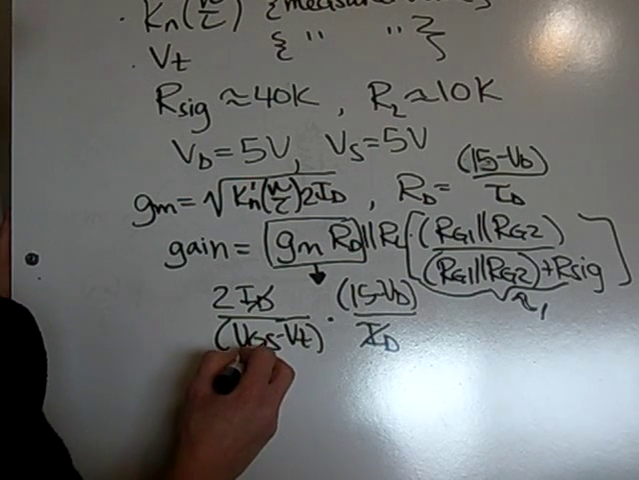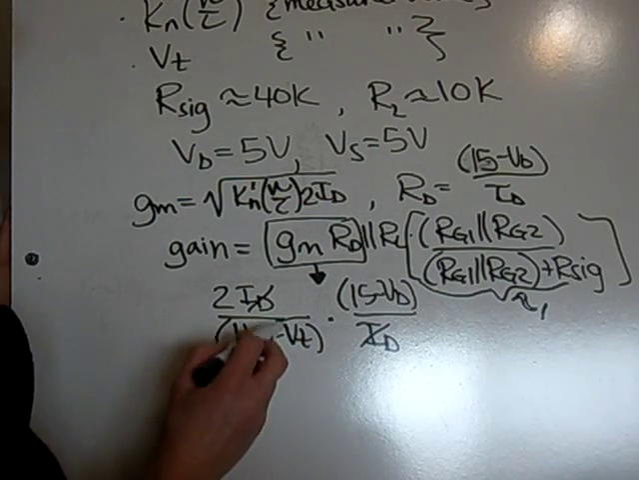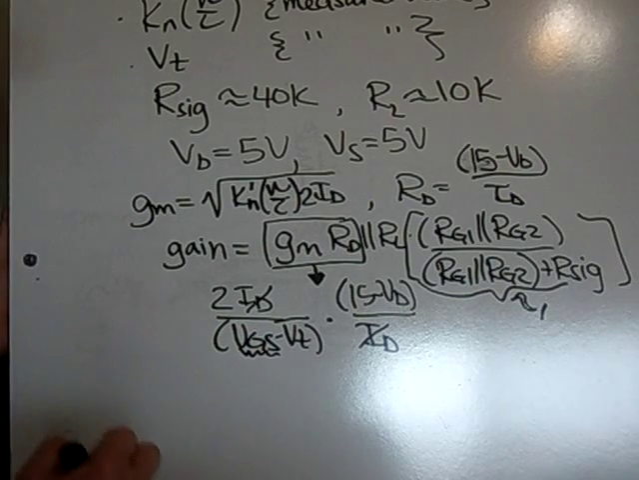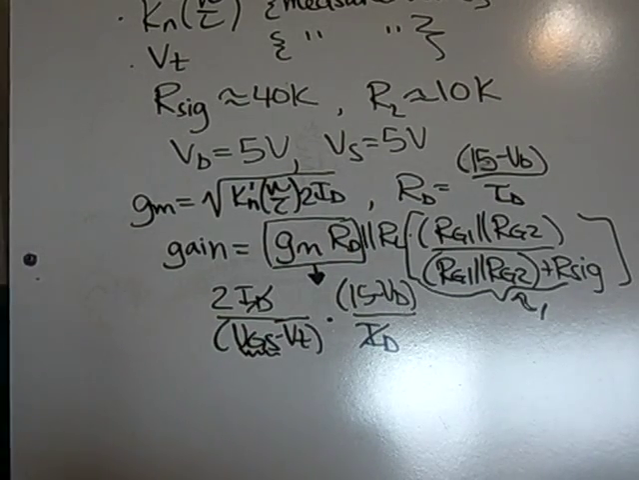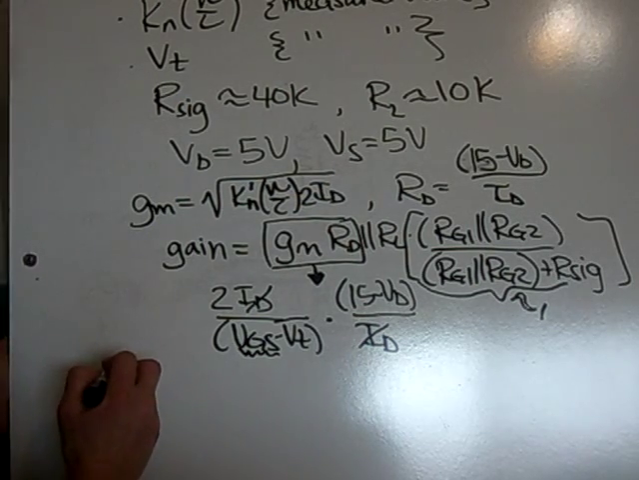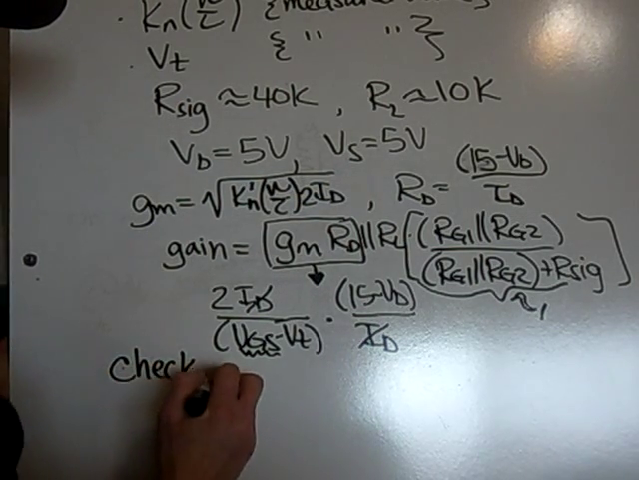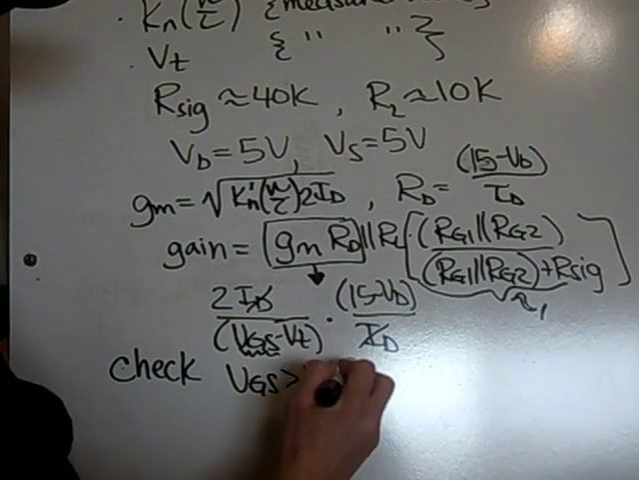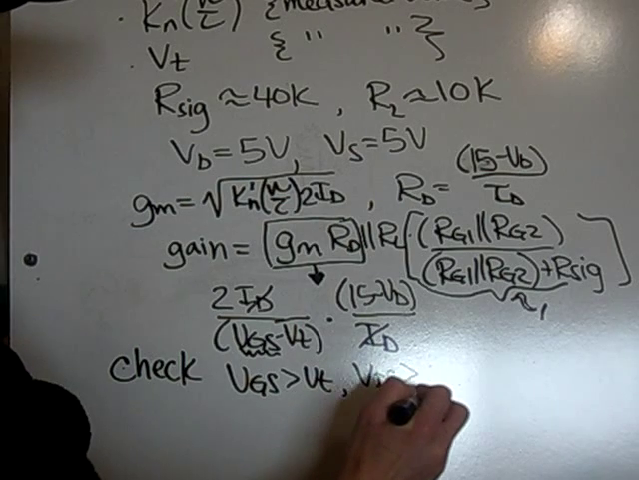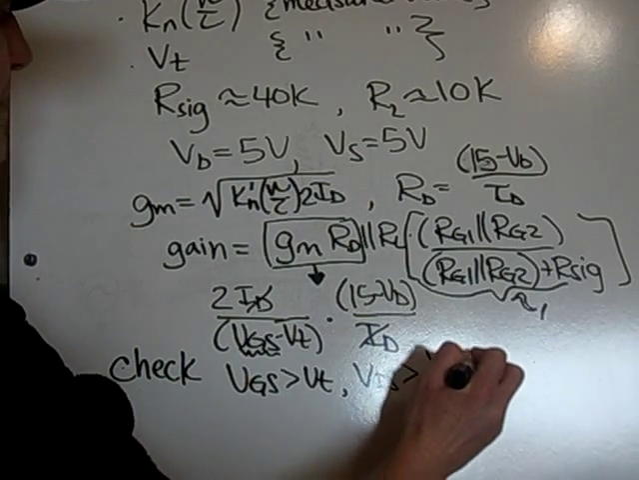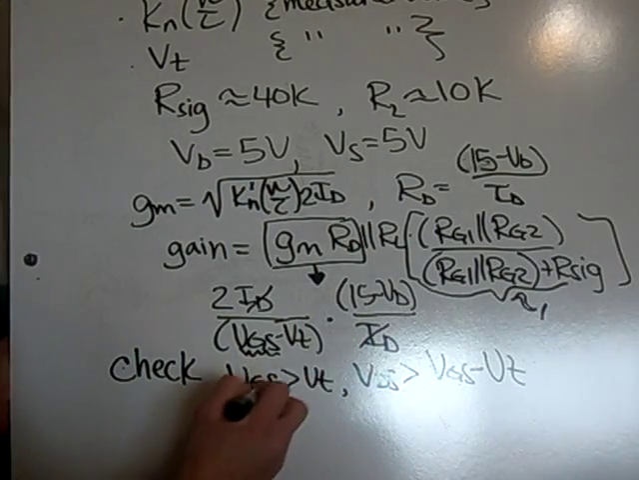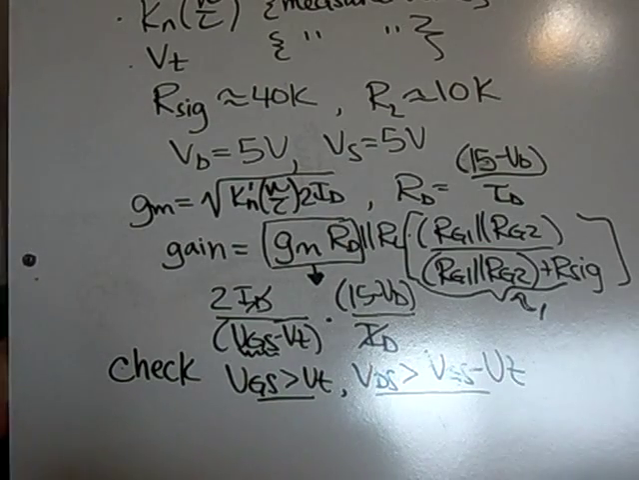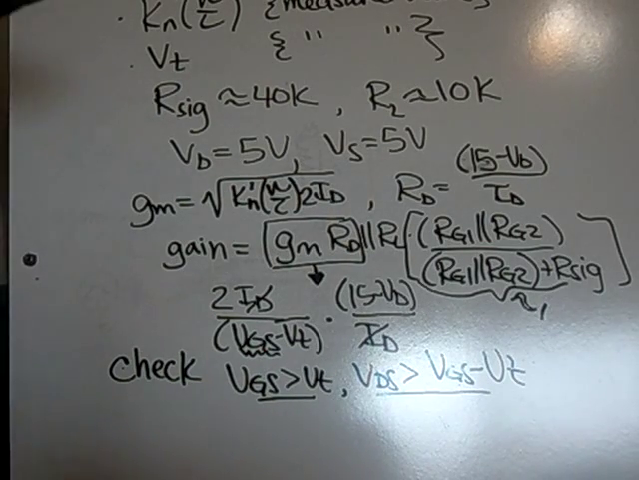Then I need to make sure as I'm doing this that my VGS is still always greater than VT. So always check that VGS is greater than VT, and that VDS will always be greater than VGS minus VT. These conditions always have to be checked to make sure that they're going to work.